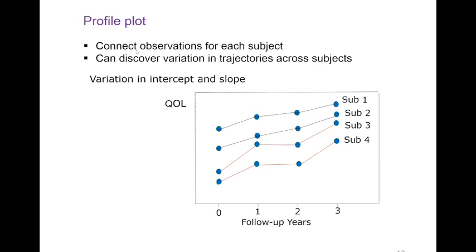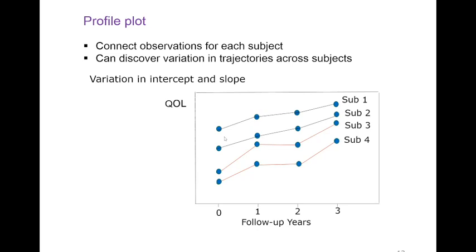This just connects the observations for each individual, each subject. You plot subject 1, 2, 3, 4, for example, and then you just connect their observational data. And this allows you to discover variation in trajectories across subjects. And from this figure, you can tell what the variations are.